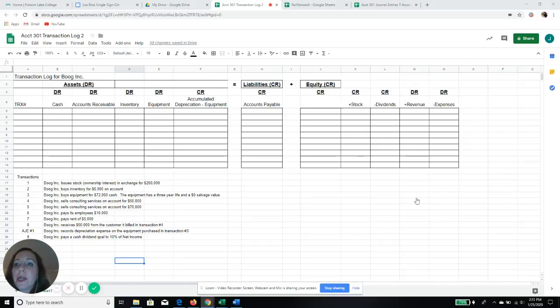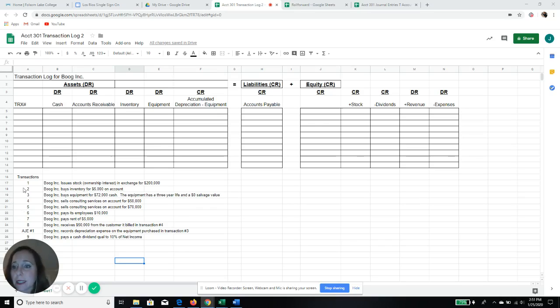Today we are going to take our transactions and enter them into our transaction log. We are doing transactions for the company Boog Inc. Normally, we wouldn't use a transaction log. We would go right to recording journal entries. But I think this intermediate step is going to help to really understand what it is we're trying to achieve.